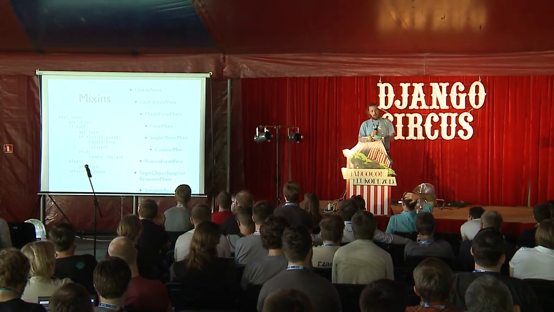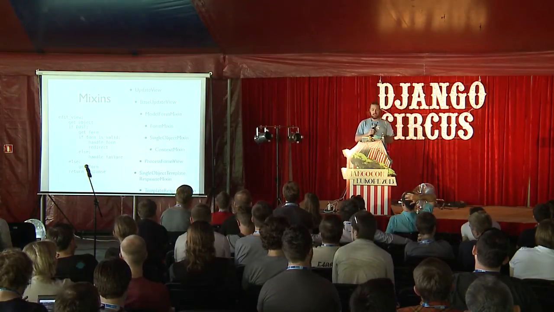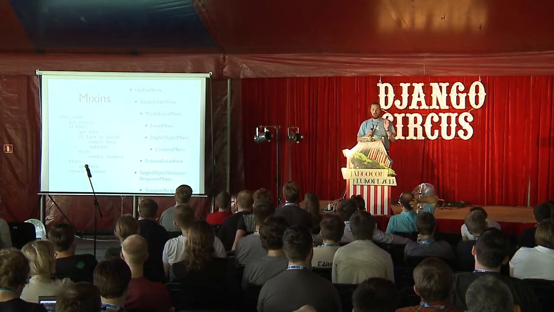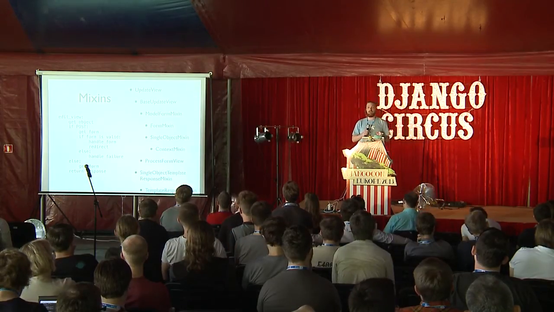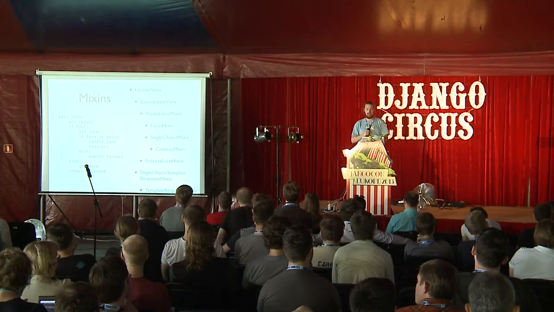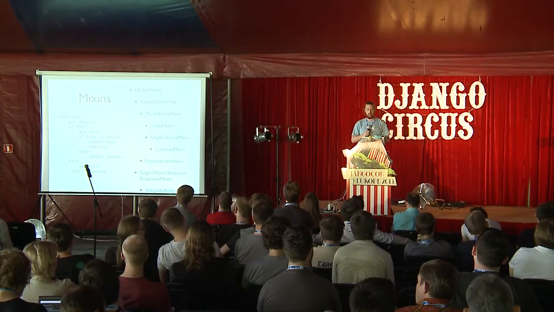The mix-in hierarchy for update view contains 9 classes. There is a single object mix-in, which determines how you get a single object based upon the request, the arguments, and the keyword arguments that have been passed into the view. And that's all it does. How do I get an object?